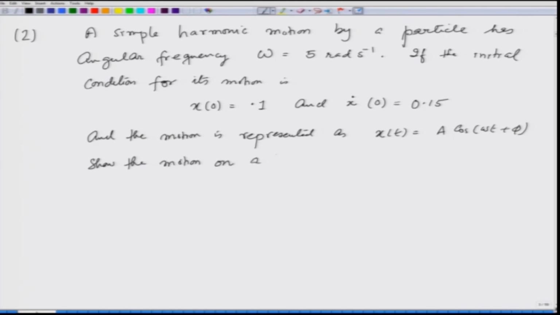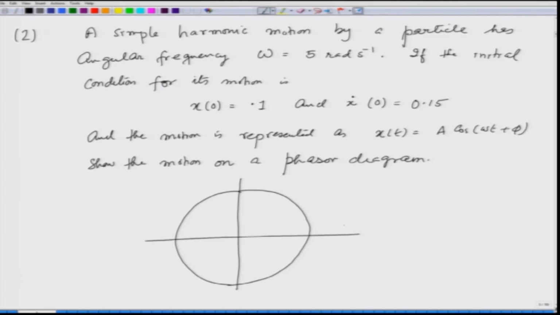show the motion on a phasor diagram. So, if I look at the phasor picture, what do I do in this case? I make a vector which is rotating like this, and its projection on the x axis gives me a cosine of omega t, where a is the radius or the amplitude of the motion.